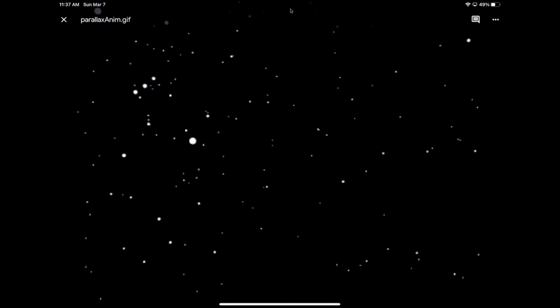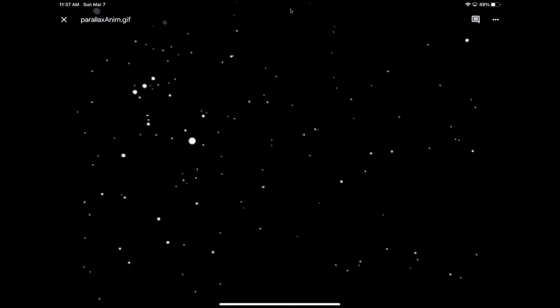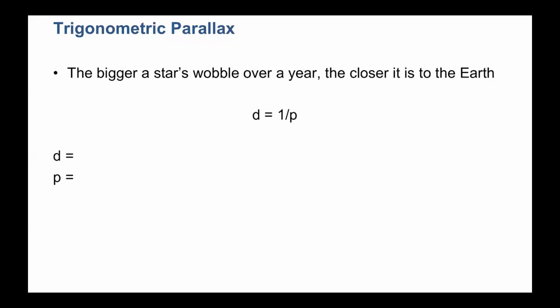So the stars that are moving the most are the ones that are the closest to us. And the stars that are moving the least are the ones that are furthest away from us. We can codify this with an equation. And it is one of the simplest equations that we will use all semester. And that is, the bigger a star's wobble over the course of a year, the closer that star has to be to the Earth. And that is simply d equals 1 over p, where d is the distance and p is the parallax angle.